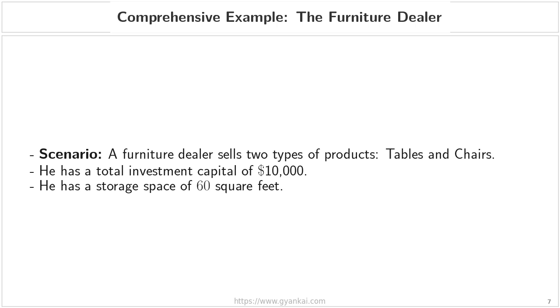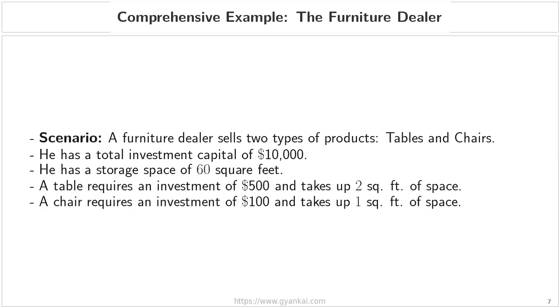First, let's look at the dealer's limitations, or what we call our constraints. He is working with a total investment capital of $10,000, and he has a limited storage capacity of 60 square feet. Next, we look at the resource requirements for each item. For every table produced, it requires an investment of $500 and takes up 2 square feet of space. Similarly, each chair requires an investment of $100 and occupies 1 square foot of space.